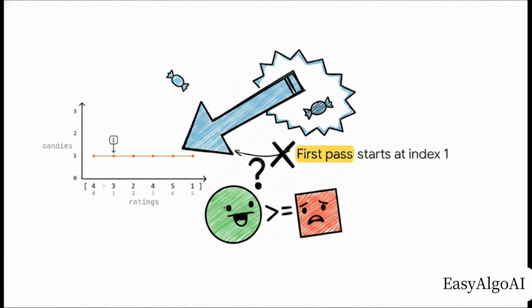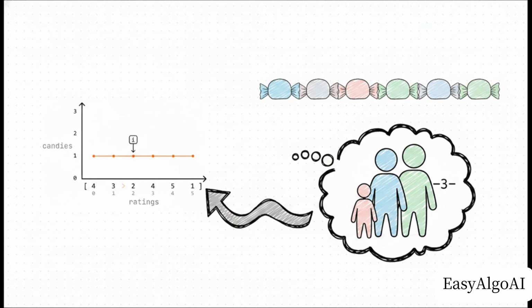We start our first pass at index 1, simply because the child at index 0 doesn't even have a left neighbor. Our rating here is 3. We compare it to the left. Is 3 greater than 4? Nope, it's not. So, moving right to index 2, we check the rating of 2 against that left neighbor's rating of 3. 2 is obviously not greater than 3, so again, we just move on without adding any candy. Our candies array stays at a baseline of all 1s so far.